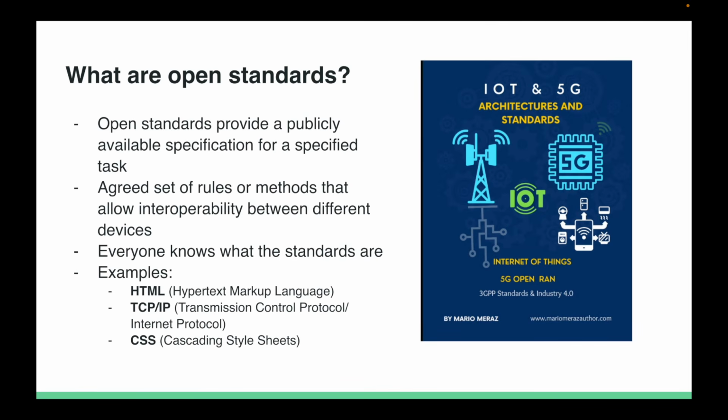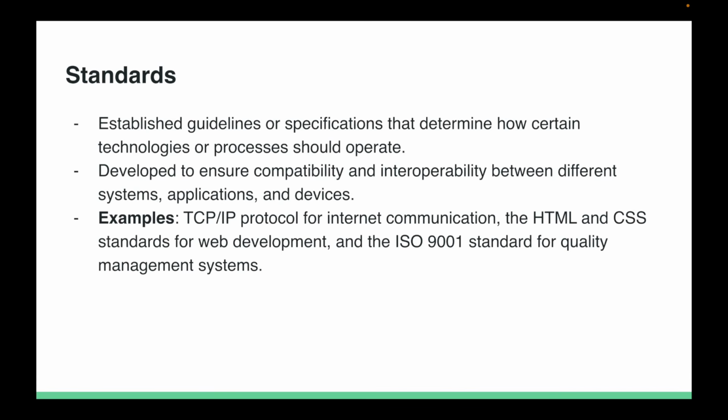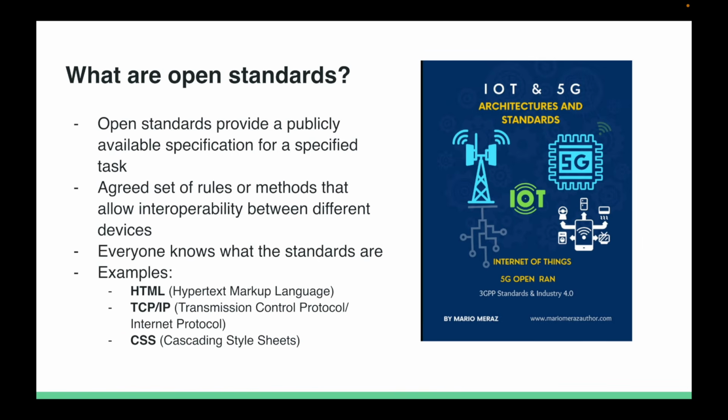Okay, so the previous slide involved just standards. And in this slide, we're specifically going to talk about open standards. So standards in general are basically guidelines that can be used in any organization, right? Open standards are publicly available specifications for a specified task, and these are in many cases used globally. They're an agreed upon set of rules or methods that allow interoperability between different devices. And some examples of open standards would be HTML, TCP/IP, and CSS. Everyone knows what the standards are for these. And so, for example, every web browser will meet the same standard for displaying HTML or CSS.